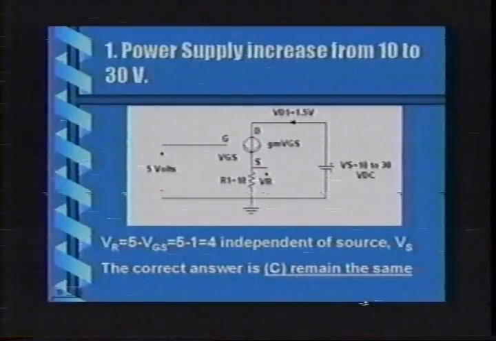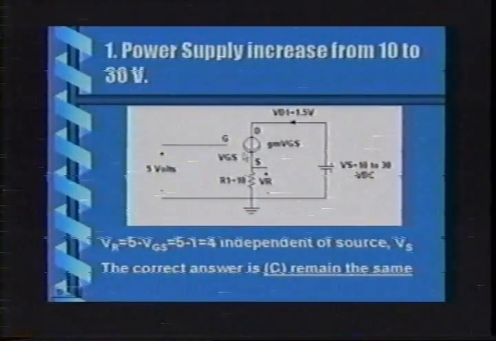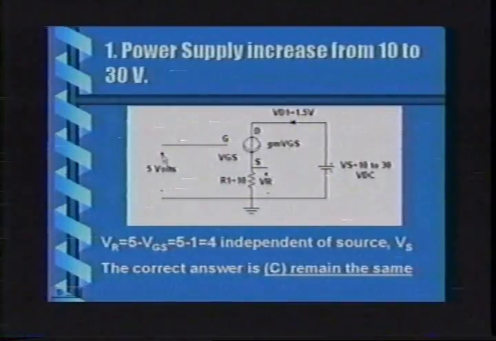We look once again at the equivalent circuit. So we're saying this supply goes from 10 to 30, and we want to know what happens to the voltage across the resistor. Well, if we look again at the input loop, when the transistor is on, when the pulse is high, we have 5 volts here.